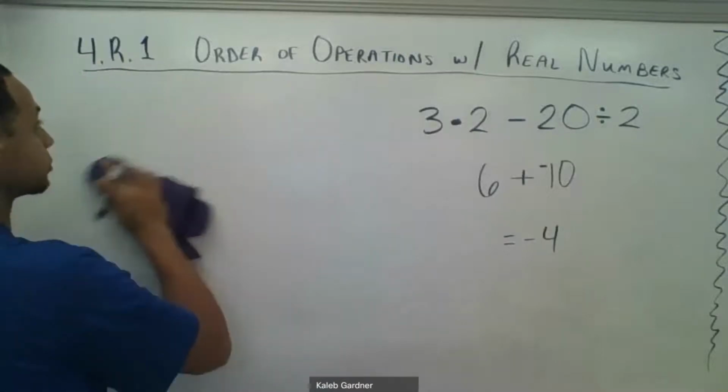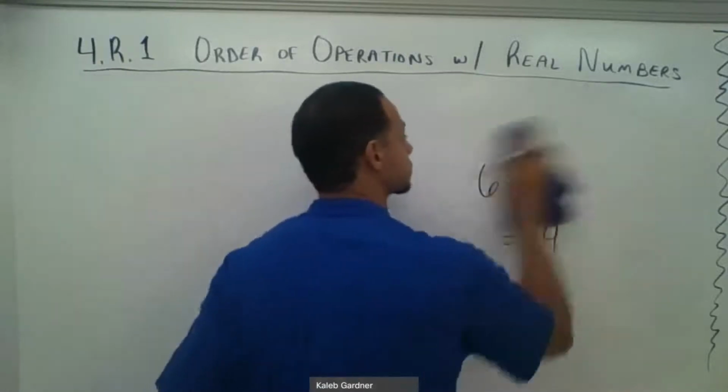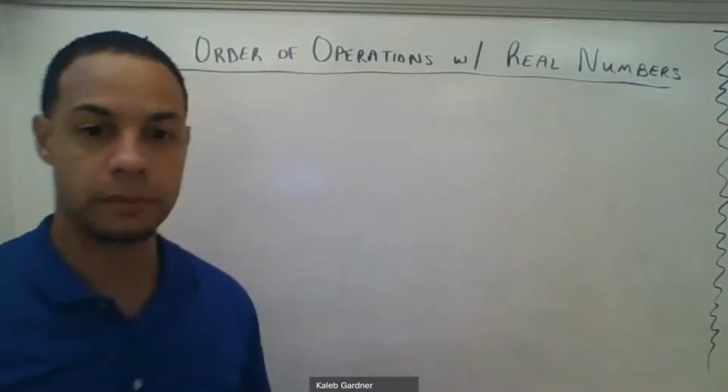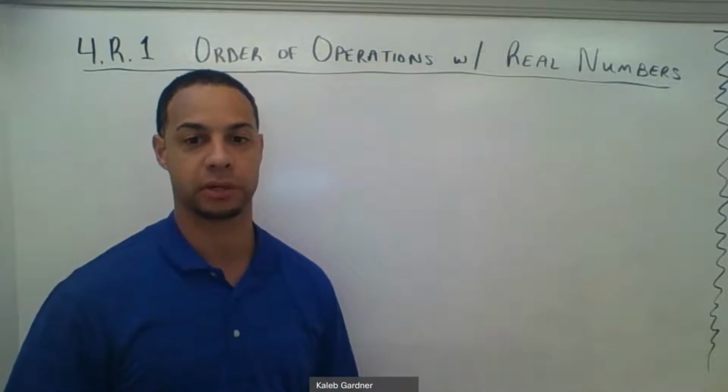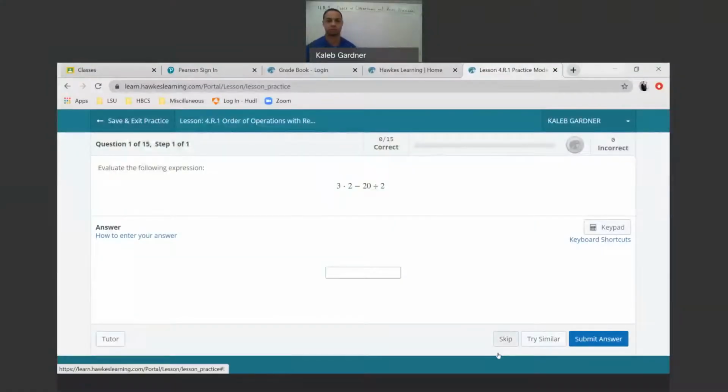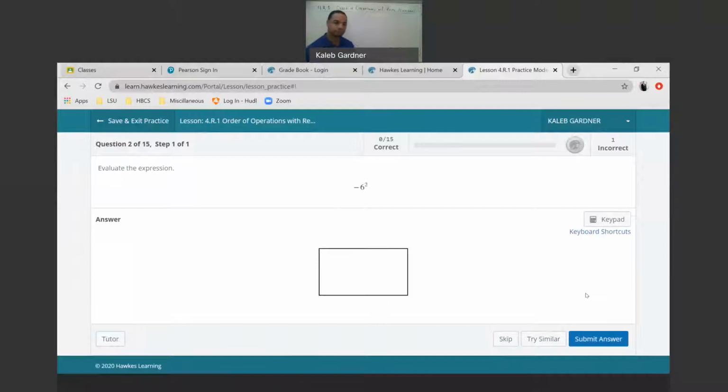Next example. All right, we did one like this. So in this case, we have -6 squared. Notice the pause in the way I said that. Negative, pause, 6 squared. So the negative stays, and 6 squared is 6 times 6, which is 36.